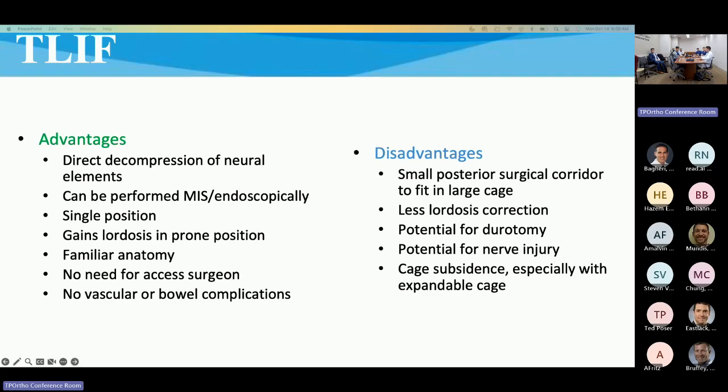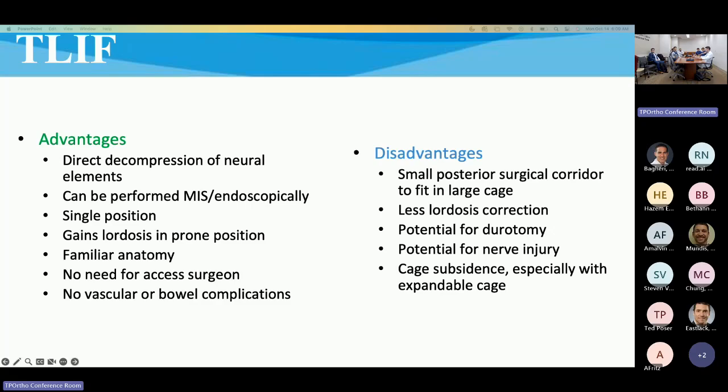And so you can get a great direct decompression, which frankly sometimes is going to be necessary. It can be done MIS, it can be done endoscopically. We'll touch on that a little bit later. It's single position, you have them prone, so you can get lordosis. When I made these slides, prone lateral wasn't a big procedure. Obviously now we have a way to get into the lateral space in the prone position as well, and you get the lordosis there. But patient's prone, the anatomy is familiar. You don't need an access surgeon. There's no risk of bowel injury, plexus injury.